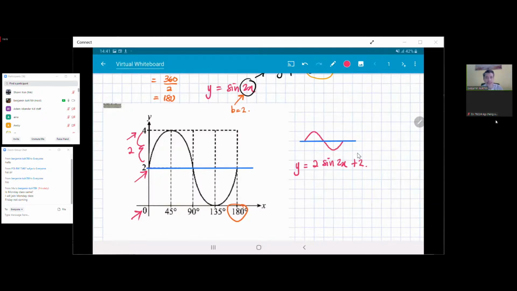Okay, one more thing. Your question here also asks you to write down your domain. So domain basically means from the starting until the ending. Okay, the x value from the beginning right until the end. Okay, so from here I have noticed it's 0. It goes all the way until 180. That means your domain here is 0 degree, symbol x, and then symbol 180 degree. Okay, that is your domain.